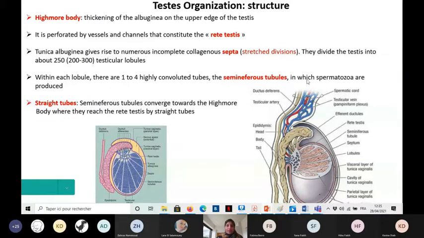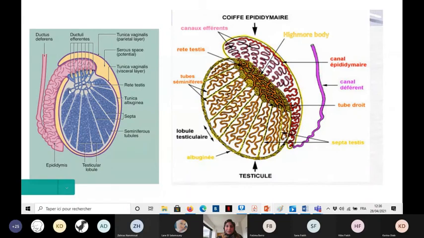And we said that the spermatozoa, or the sperm cells, are produced inside of those seminiferous tubules. We also talked about the straight tubes, which are extensions of the seminiferous tubules. The seminiferous tubules will converge toward the Highmore body, where they reach the rete testis by way of those straight tubes. Okay.